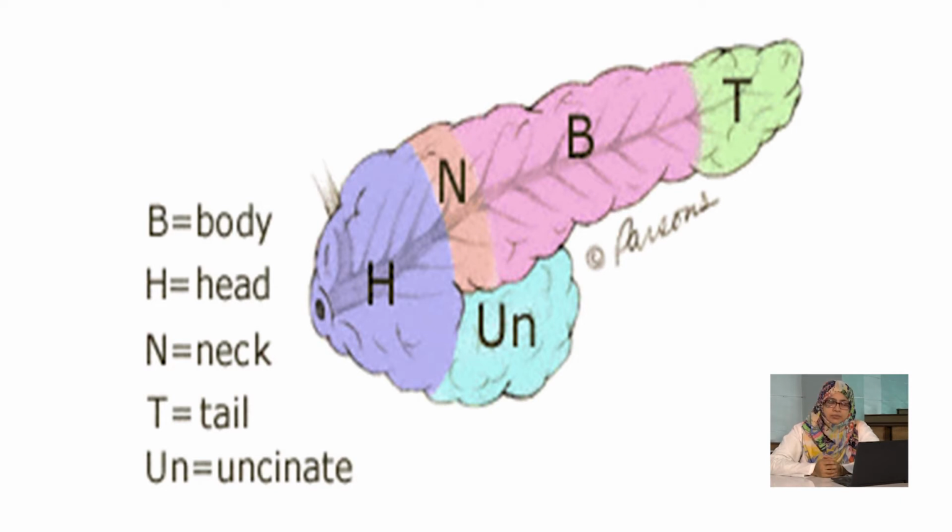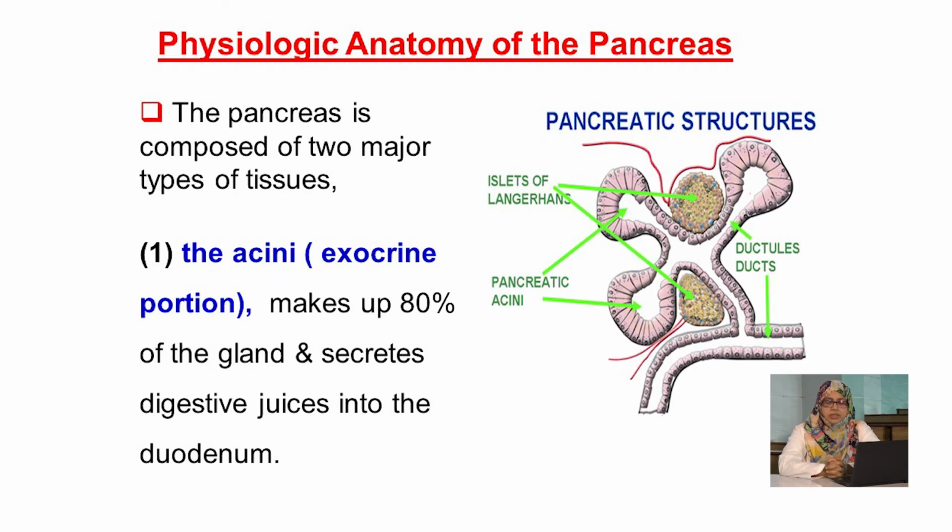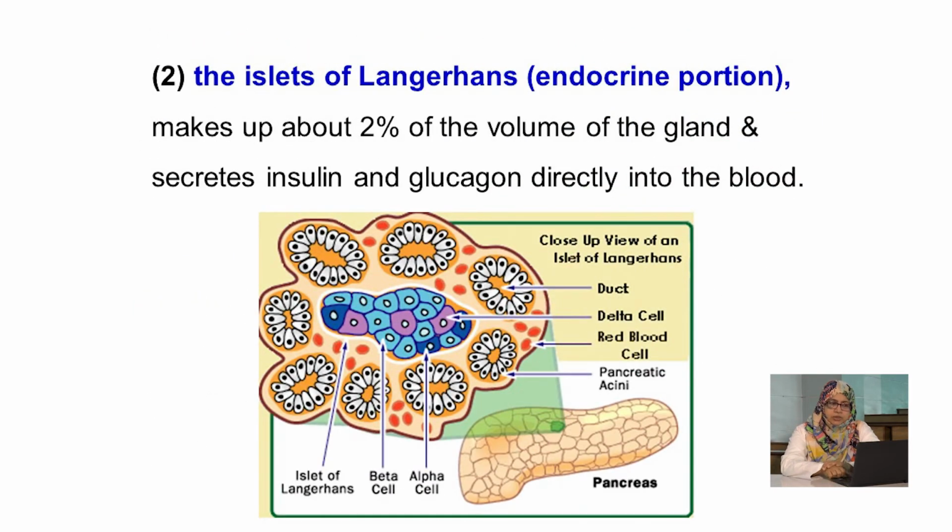It lies behind the stomach, and it has a body, head, neck and tail and an uncinate process. Histologically it has two types of cell: the exocrine portion, the acinar cells, and the islets of Langerhans, the endocrine portion. The exocrine portion makes about 80% of the gland and secretes digestive juices into the duodenum, and the endocrine portion makes about 2% of the volume of the gland and secretes insulin and glucagon mainly. Its secretion is into the blood, and then it is transported through the blood to the whole body.